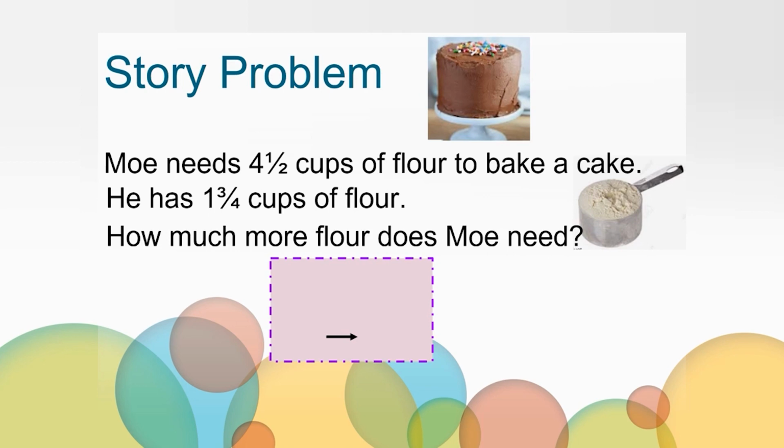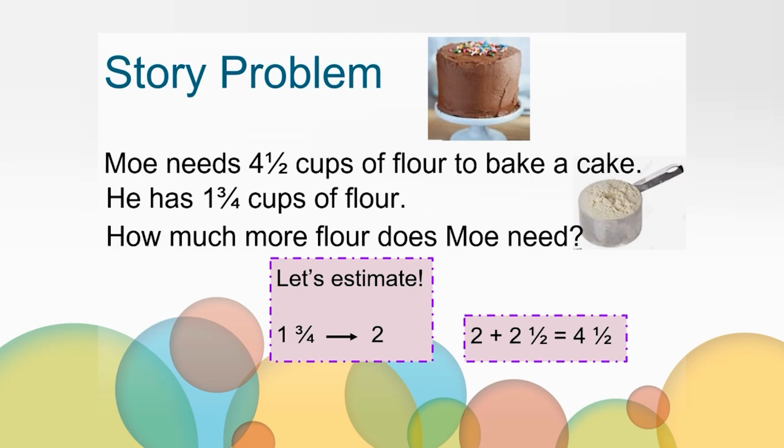Well, let's estimate. We can round one of these numbers to the nearest whole number. Let's say Mo has 2 cups instead of 1 3/4, since we know that 3/4 is close to 1 whole. If he had 2 cups of flour, then I know that another 2 1/2 cups would give him 4 1/2 cups, which is what he needs. So my estimate is about 2 1/2 cups.